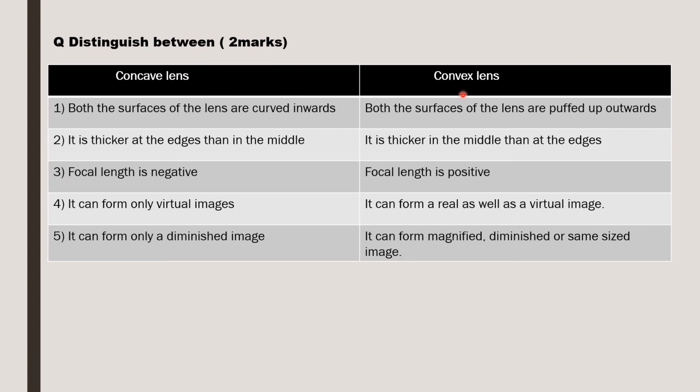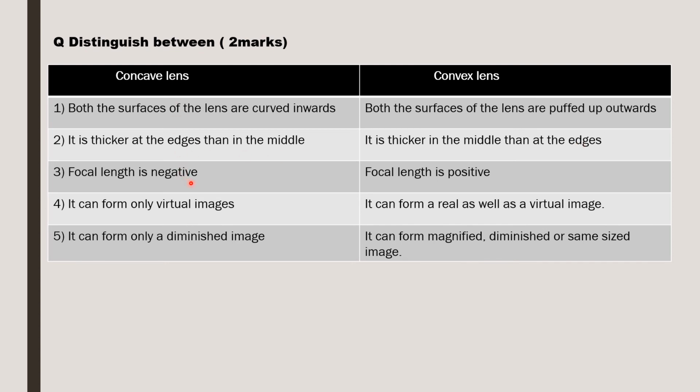Distinguish between concave lens and convex lens. You know distinguish between is asked for 2 marks, but you have to write down 4 points in distinguish between. So you can write down about the surfaces of concave and convex lenses. You know that in concave lenses both the surfaces are curved inwards. In convex lenses both the surfaces are bulged outwards or puffed up outwards. Since the surfaces are curved inwards, the concave lens is thicker at the edges than in the middle. And in convex lens, you will find that the lens is thicker in the middle than at the edges.